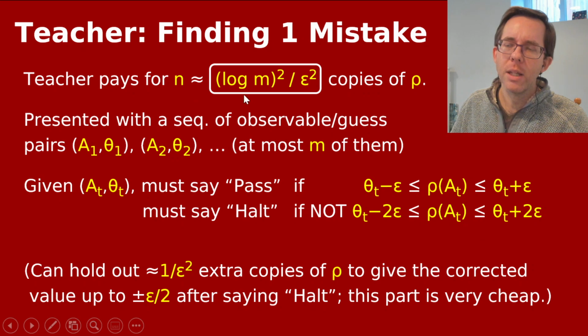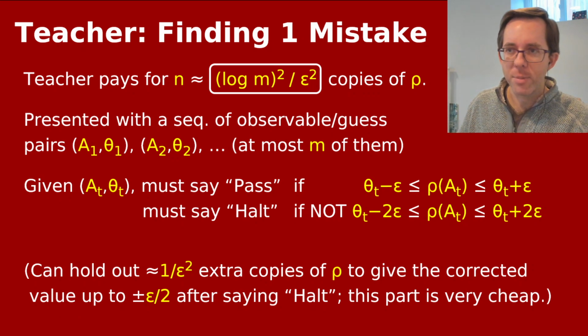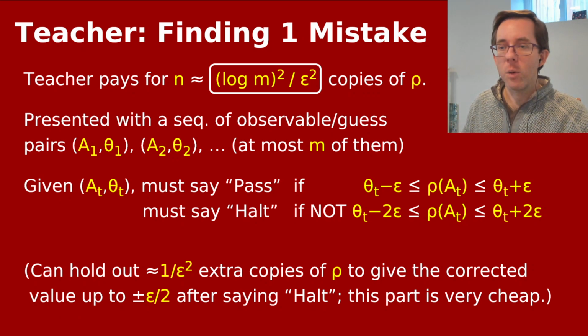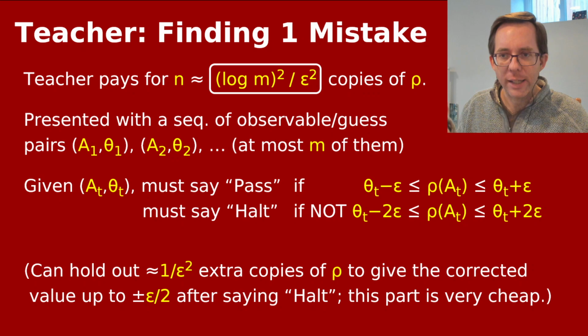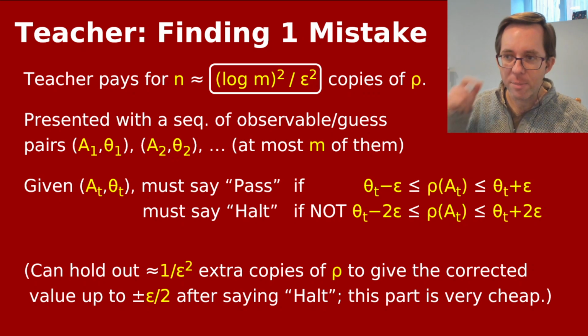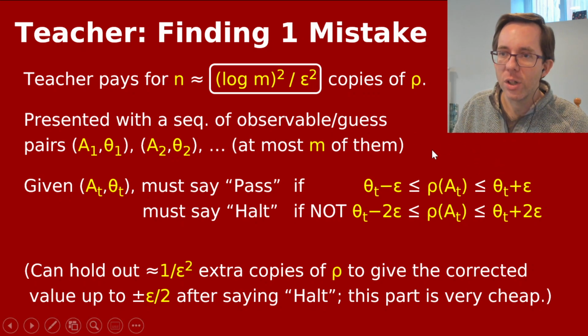Since the teacher is going to be purchasing this many copies of rho anyways, this is much bigger than 1 over epsilon squared. You can just have the teacher buy an extra additive about 1 over epsilon squared copies of rho as a holdout. And when it finally does declare halt or mistake, it can separately on the side use these fresh copies to get an epsilon over 2 accurate estimate of the true expectation value that it can provide back to the student. So this part is cheap, and the only thing we really have to worry about for the teacher is solving this problem.